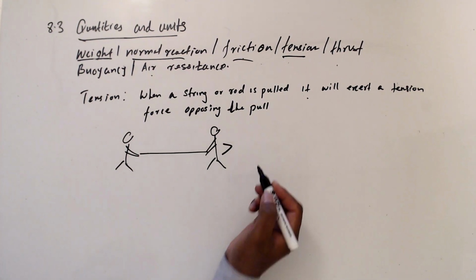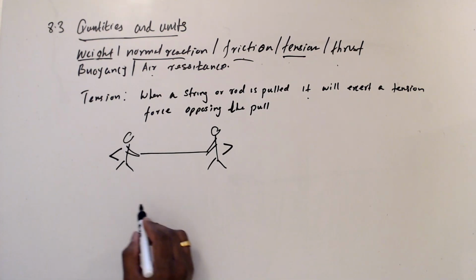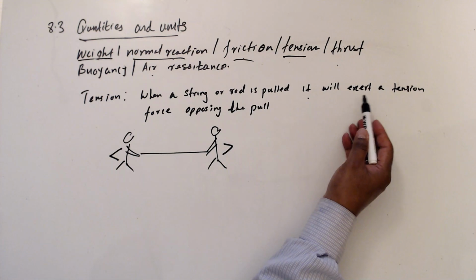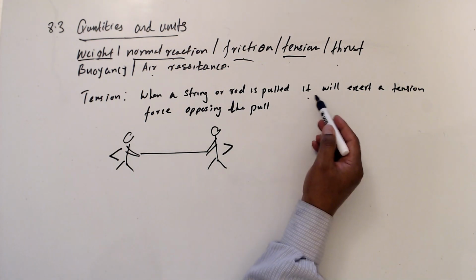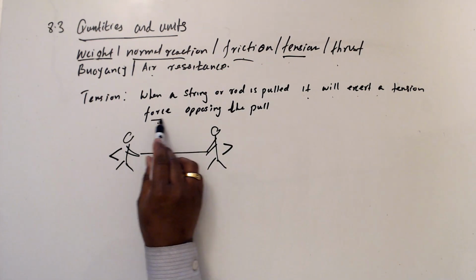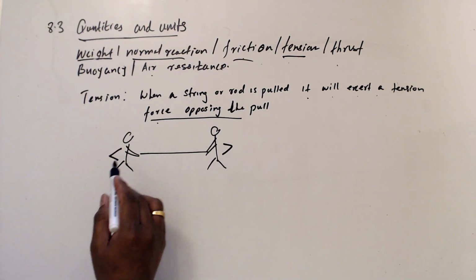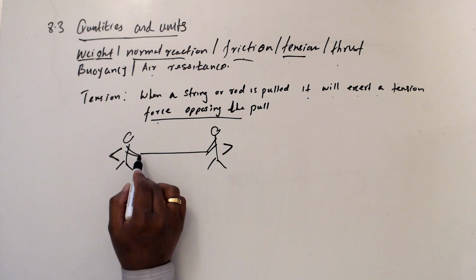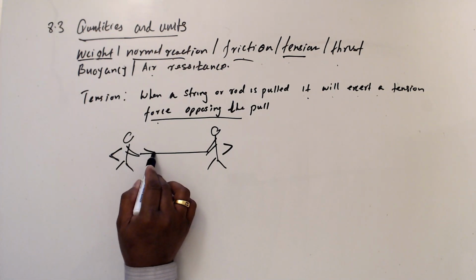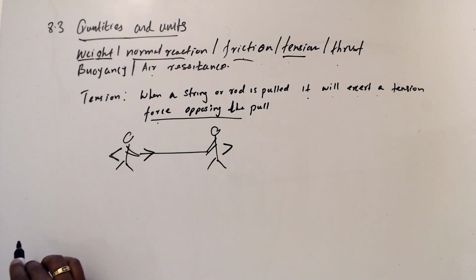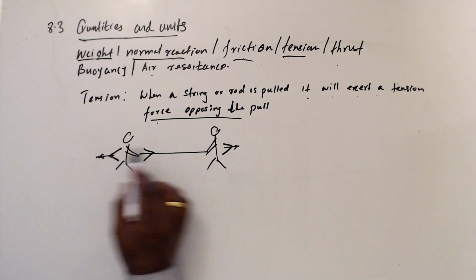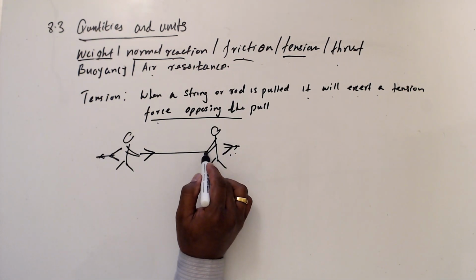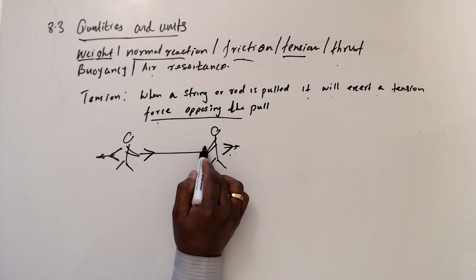So he is pulling in this direction. This person is pulling in this direction. When those two people pull in opposite directions, it will exert a tension force opposing the pull. Since this person is pulling in this direction, the string creates a force in this direction, and also this person is pulling in this direction, and as a result, the string creates another force in this direction.